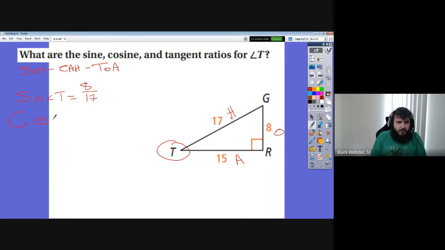What's the cosine of angle T? It's adjacent over hypotenuse. So that's 15 over 17. And then what about the tangent of angle T? Well, tangent is opposite over adjacent. Opposite over adjacent. So that's 8 over 15. Pretty simple, right? It's just writing it out. Identifying which is opposite, which is adjacent, which is hypotenuse, and then filling out what needs to be filled out.